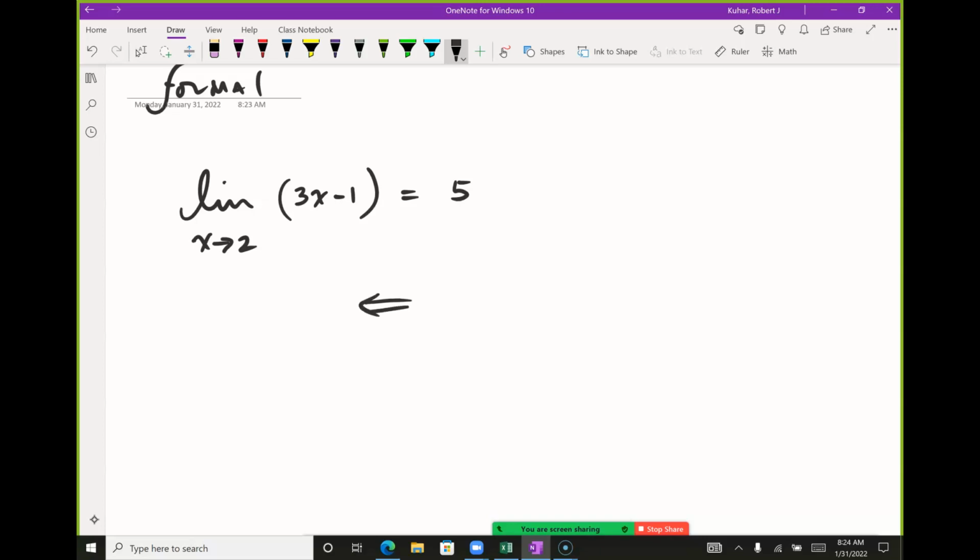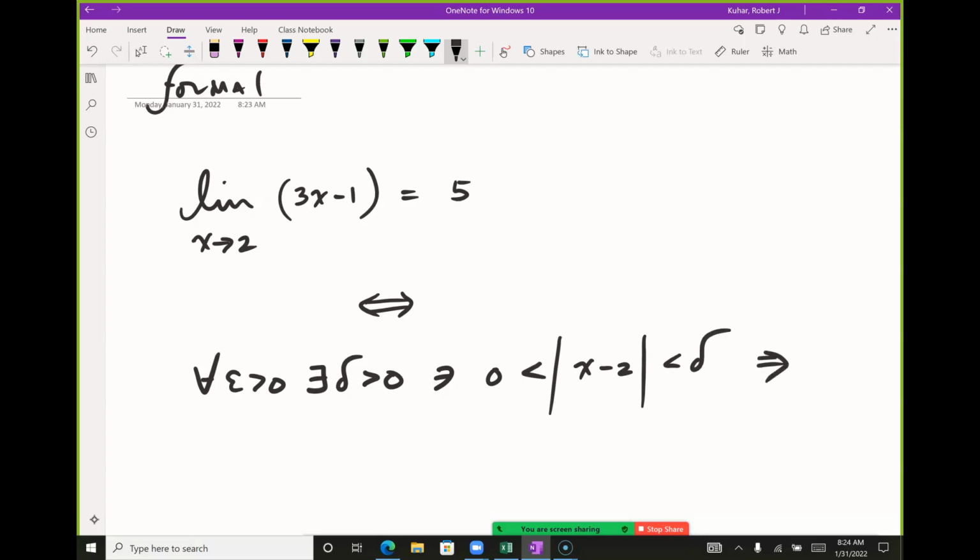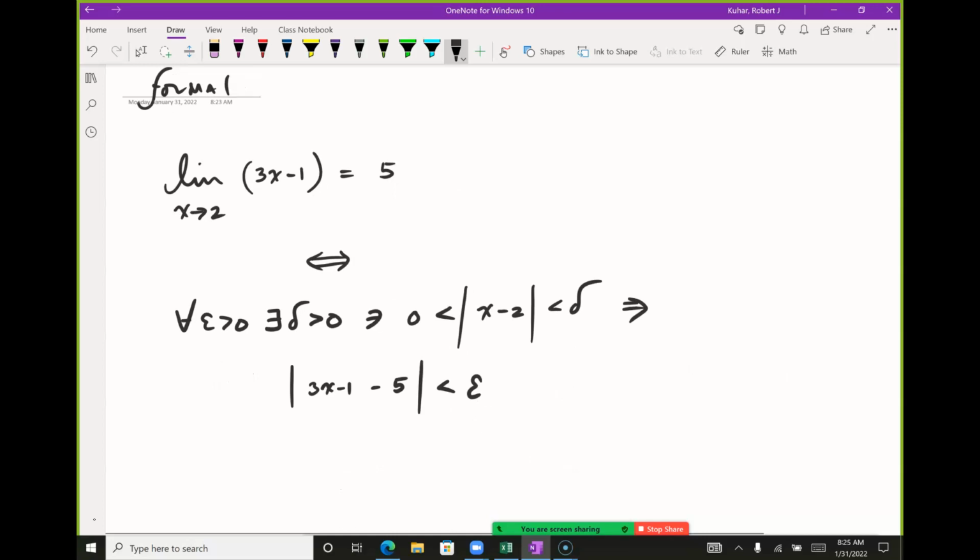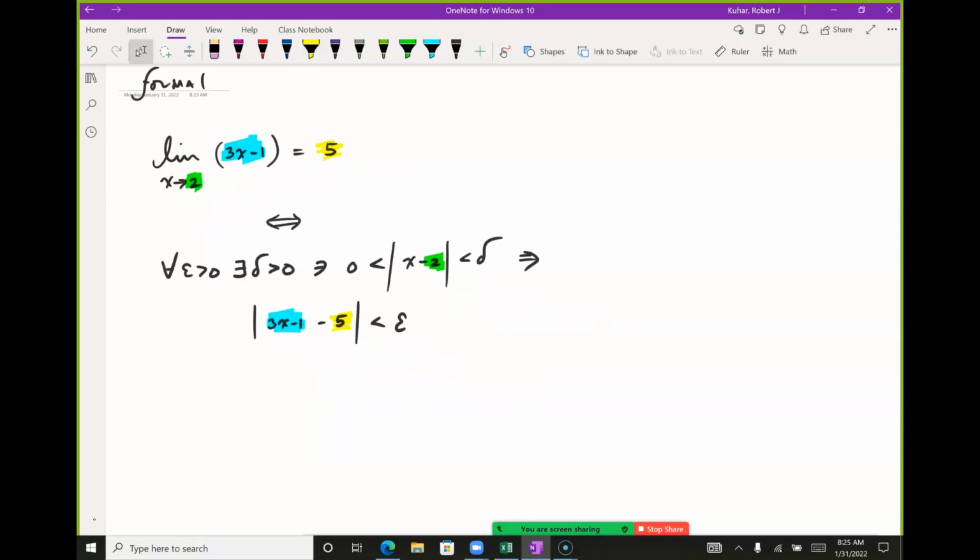But we know that this is equivalent to, right? For every epsilon greater than 0, there exists a delta greater than 0, such that 0 is less than the absolute value of x minus 2, I'm doing x minus c, less than delta, implies that f of x, 3x minus 1, minus the limit, minus 5, should be less than epsilon, right? Remember, I'm taking that formal definition, I'm plugging in the value of c, the value of the function, and the value of the limit, right? Everybody with me here?